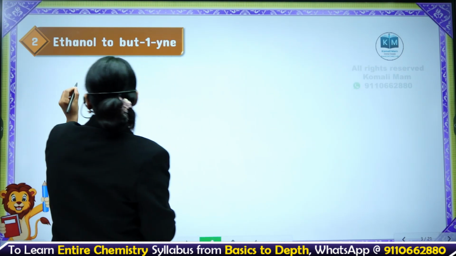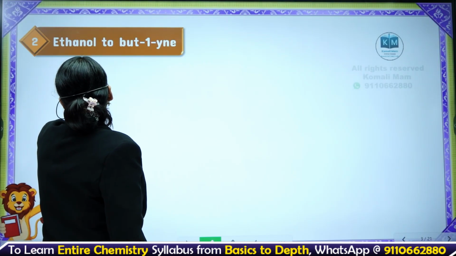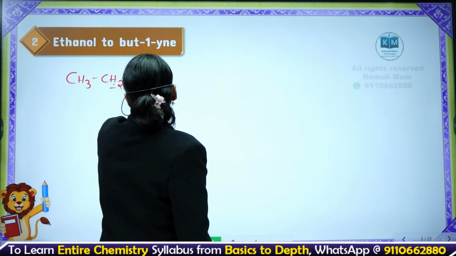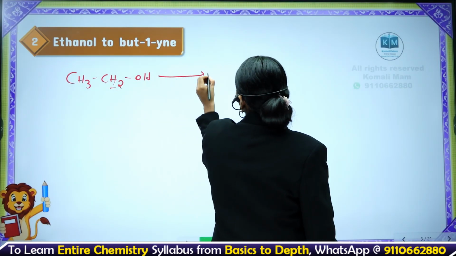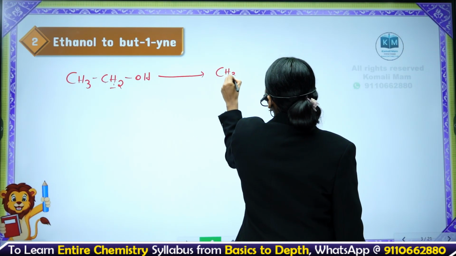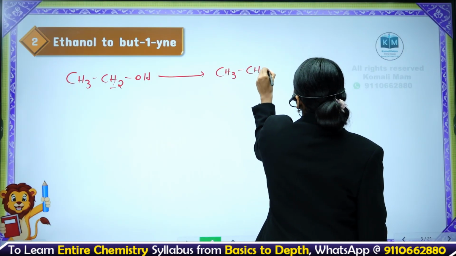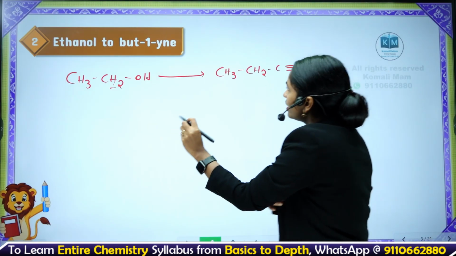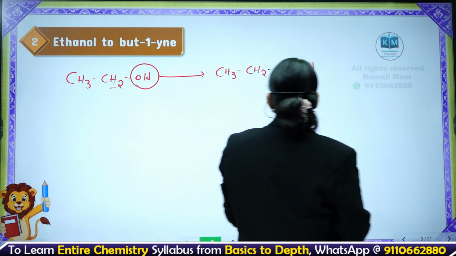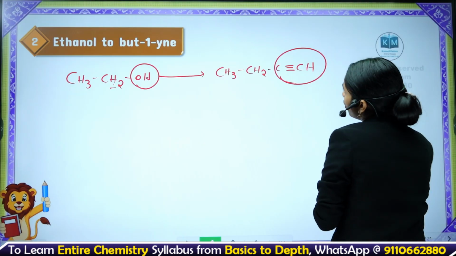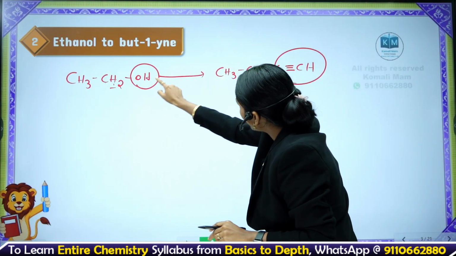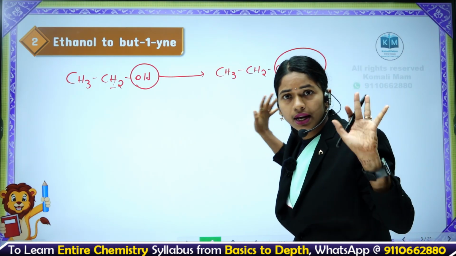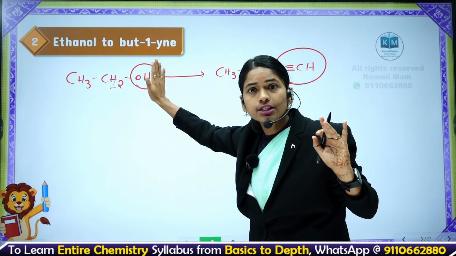Okay, now let's see ethanol. What is this ethanol? CH3CH2OH. Convert this ethanol into butyne. How can we convert this into butyne? What is the difference? First identify the difference. Here OH is there, here C triple bond CH is there. So this OH we should replace and we should get C triple bond CH. Am I right? So how can we replace this OH?